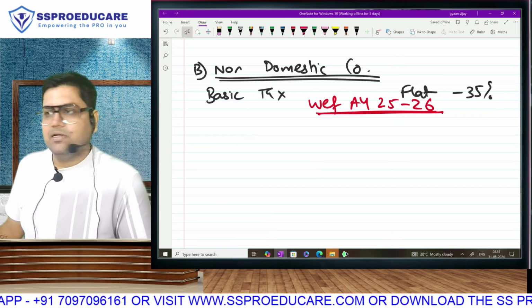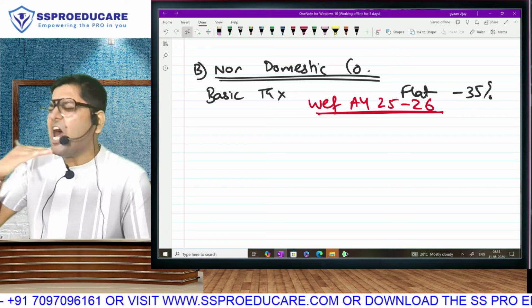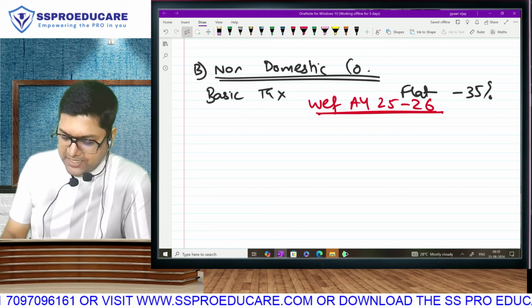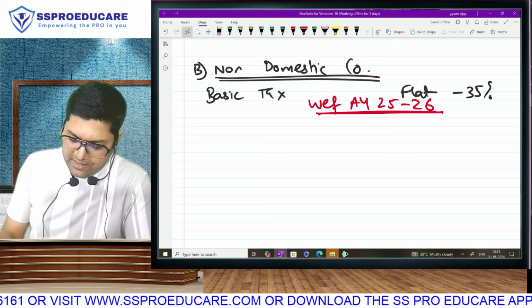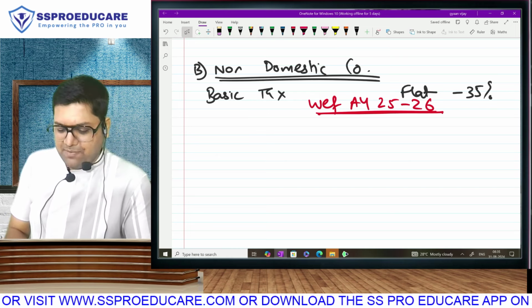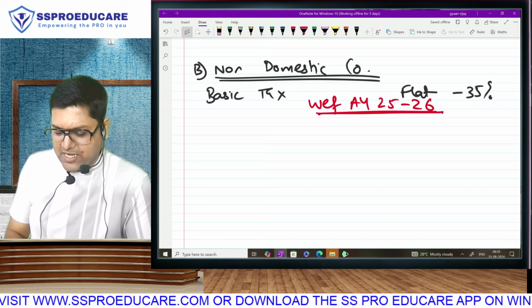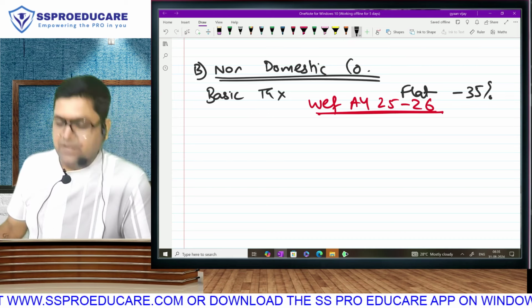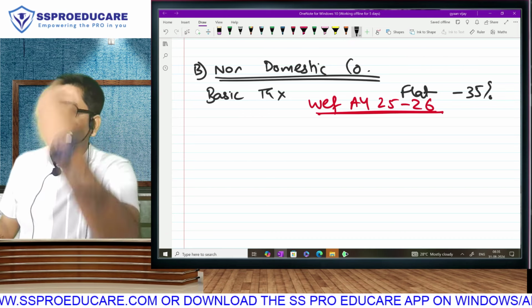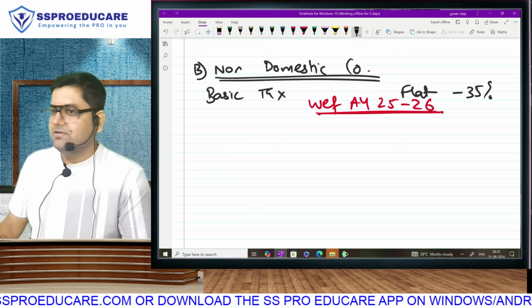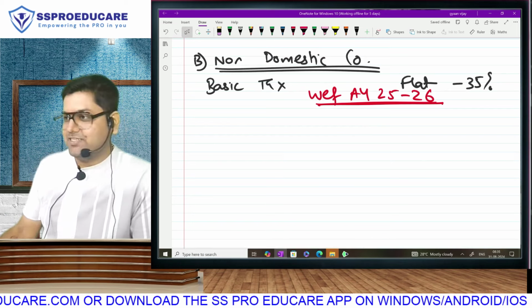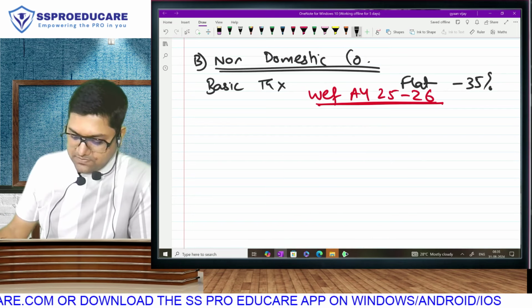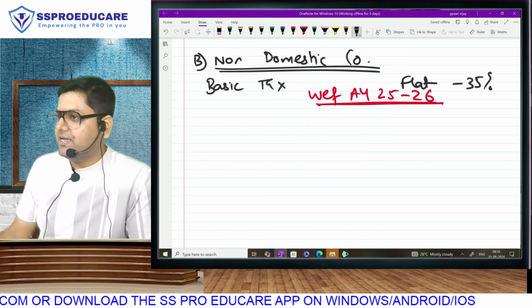The non-domestic company tax rate now is, I have a strong feeling that this is going to be tested in the very first attempt itself. So May 25 as well as November 25. November people will get that extra advantage to check the May 25 paper. So if it is not asked in May, then it is confirmed for November. Okay. Now, May students, don't change your attempt because of this. Check what they are asking. Basic tax flat 35. Is that clear?